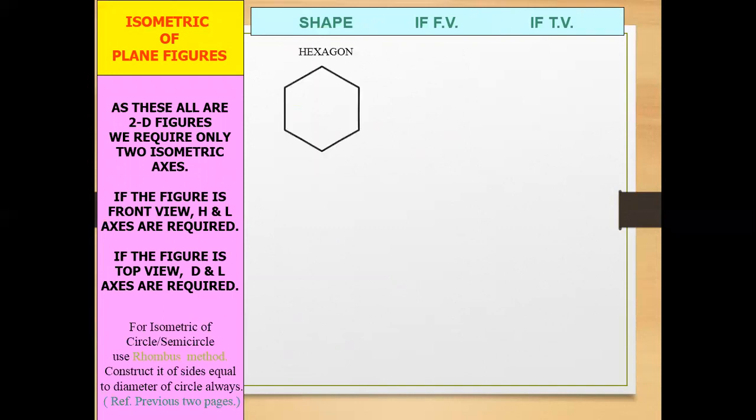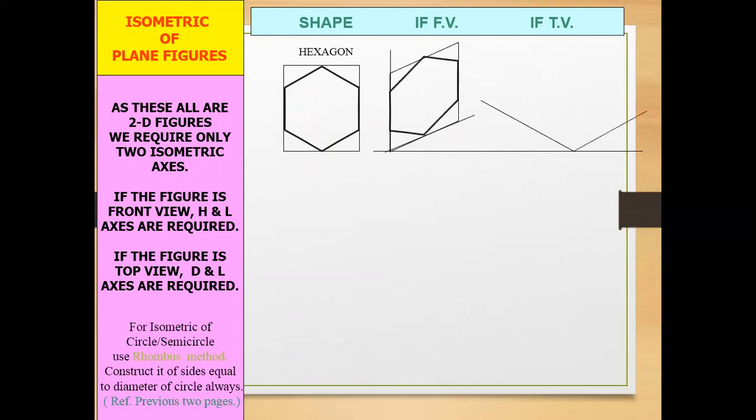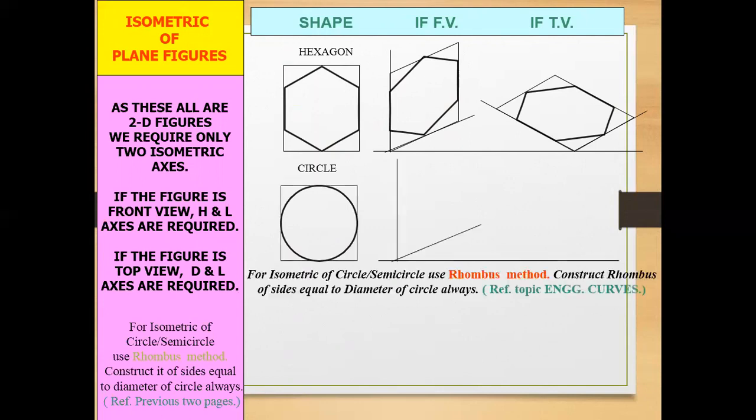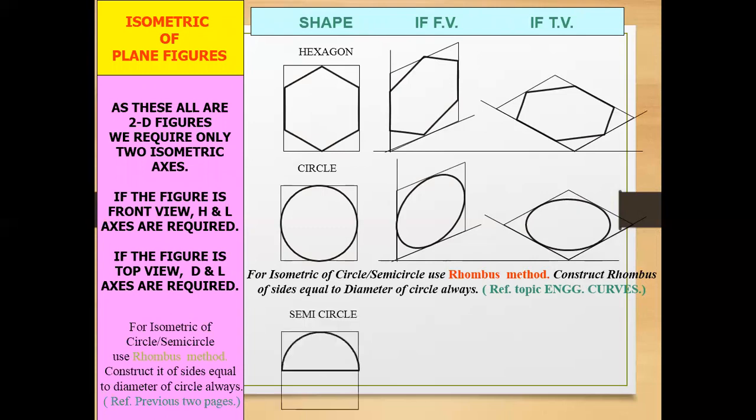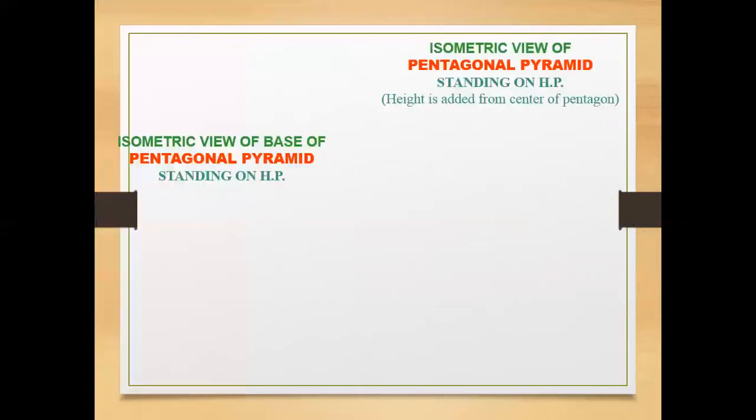Isometry has some other shapes in front view and top view: hexagon, circle, rhombus. Those are rhombus methods. Semicircle. All the shapes are converted into a circle, a square shape, a rectangle shape or a rhombus shape, and then we have to draw it in isometric. Some other shapes in a three-dimensional view.